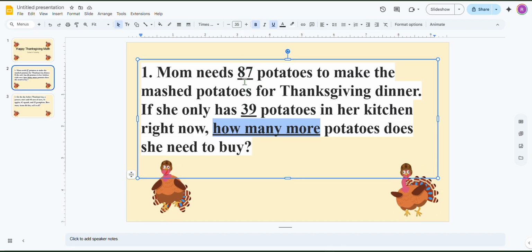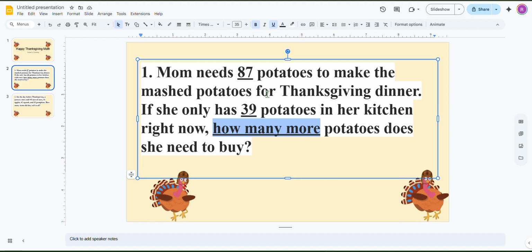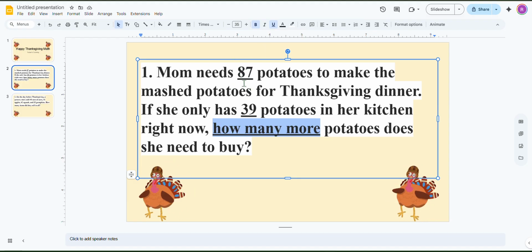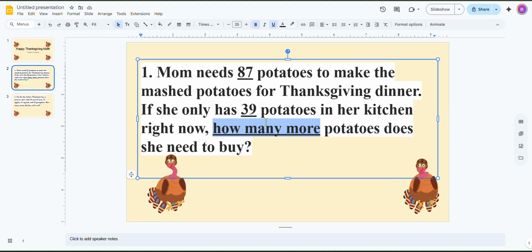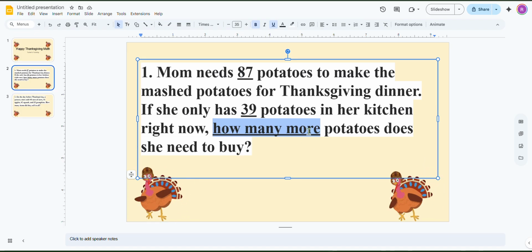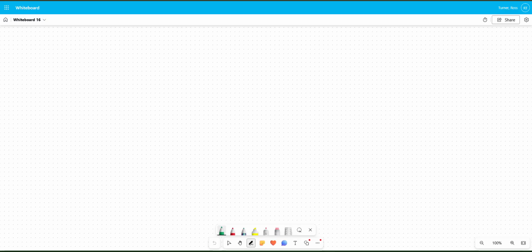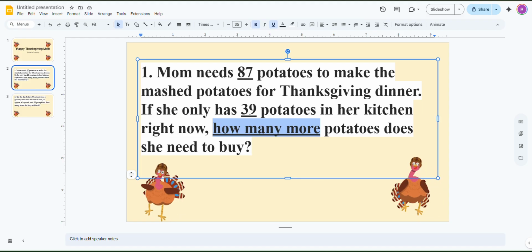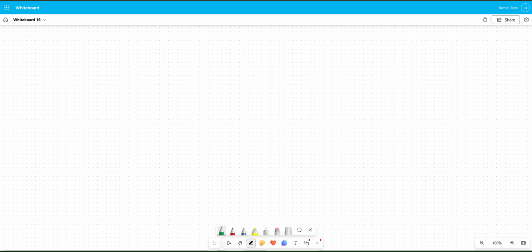So what do we subtract? We've got these two numbers. And the way this is going to usually go for elementary math is the larger number minus the smaller number. And this is going to give how many more she needs. So let's go ahead and go into the whiteboard. We need 87 and we need 39. And let's go ahead and set this up. 87 minus 39 equals.